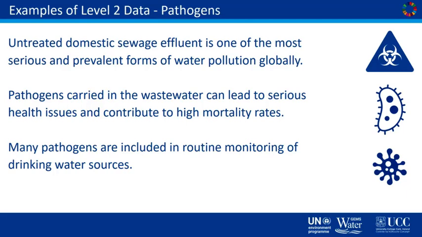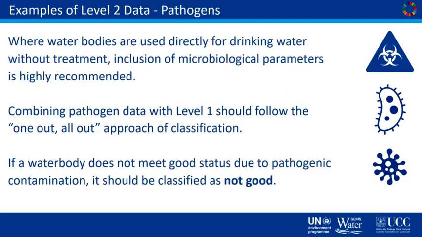Microbiological approaches may look for presence or absence of indicator bacteria that suggest the presence of bacteria that may be harmful to humans. Examples are thermotolerant coliforms such as E. coli, which can be used as an indicator of fecal contamination of water. Where water bodies are used directly for drinking water without treatment, inclusion of microbiological parameters is highly recommended. Combining pathogen data with level 1 should follow the one out all out approach of classification. If a water body does not meet good status due to pathogenic contamination, it should be classified as not good.